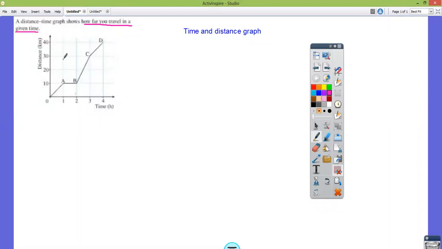Now let's see the graph. Here is the 0 time. This side shows time in hours. Now this shows the distance in kilometers. Here goes 1 hour, 2 hours, 3 hours, 4 hours. It goes up 10 kilometers, 20 kilometers, 30 kilometers, 40 kilometers.